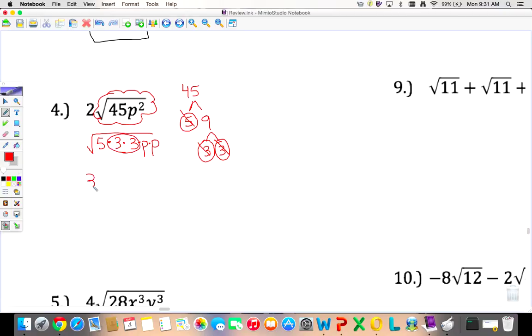Okay, circle your doubles, write it down, cross it out. Circle your doubles, write it down, cross it out. What you have left in the square root is a 5. But don't forget, this entire time we had a 2 on the outside. You have a 2 on the outside. So to simplify your answer, you have 2 times 3, which is 6, p, square root of 5.